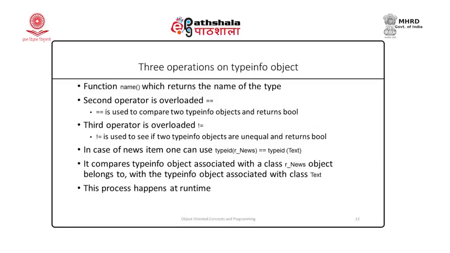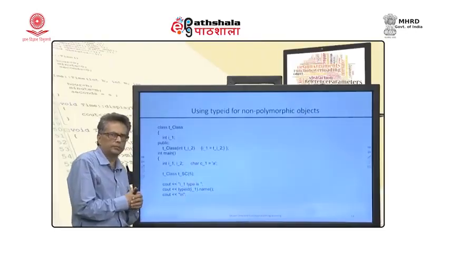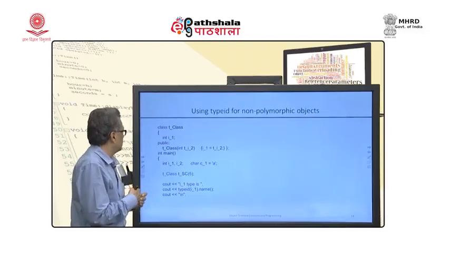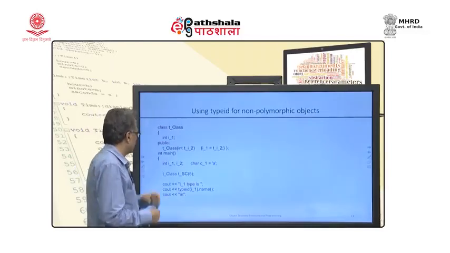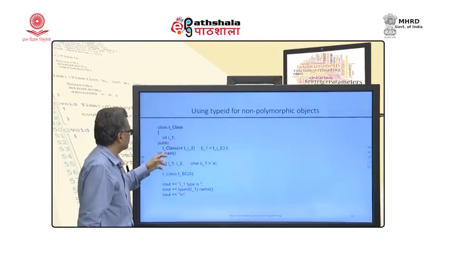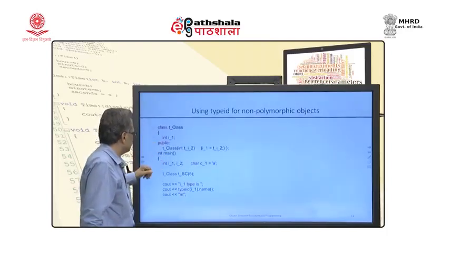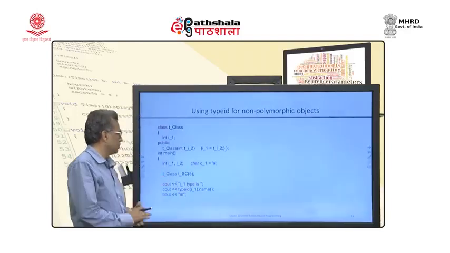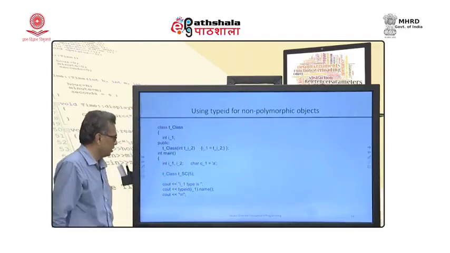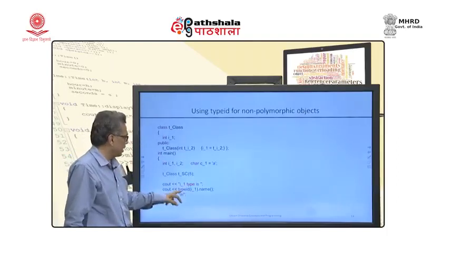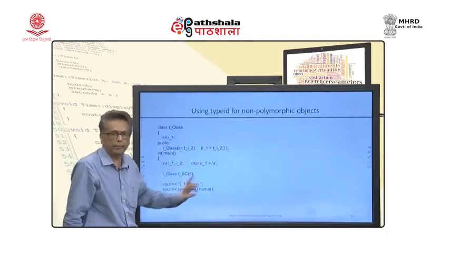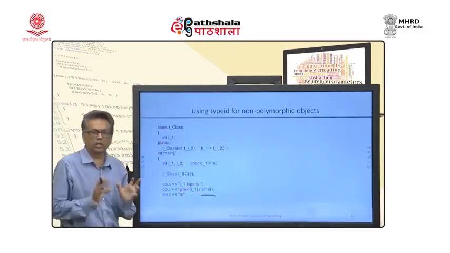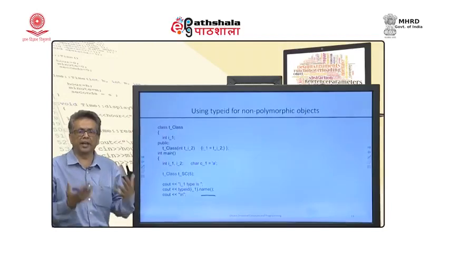I can actually use type_info objects in the non-polymorphic case as well. Here is an academic example of doing it. I have class T defined, an int and a char, and there is a T class. I have defined all this. So, what is the type of I1? I will say typeid(I1).name. That is how you call this function name. When you call this function name, it will display the name of the object.